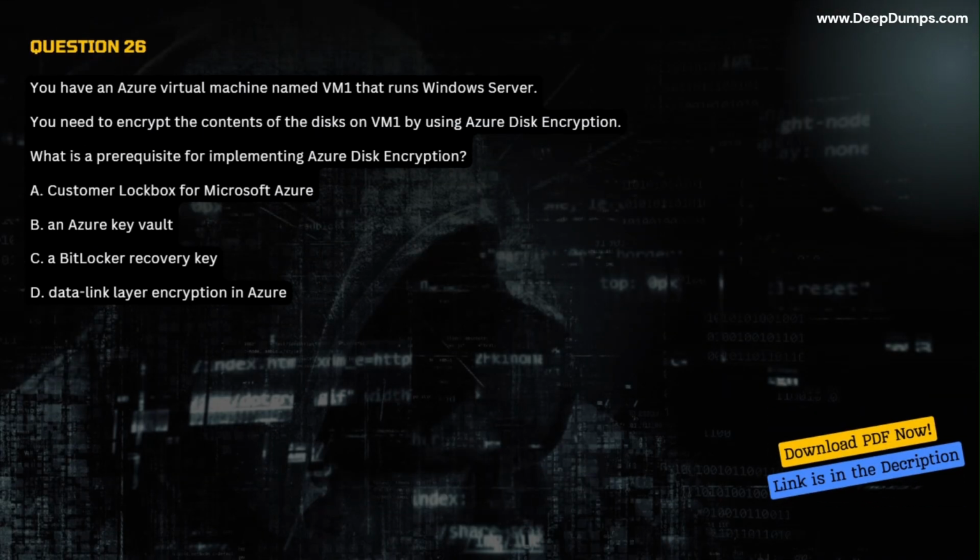Question 26. You have an Azure virtual machine named VM1 that runs Windows Server. You need to encrypt the contents of the disks on VM1 by using Azure Disk Encryption. What is a prerequisite for implementing Azure Disk Encryption? A. Customer Lockbox for Microsoft Azure. B. An Azure Key Vault. C. A BitLocker recovery key. D. Data link layer encryption in Azure.